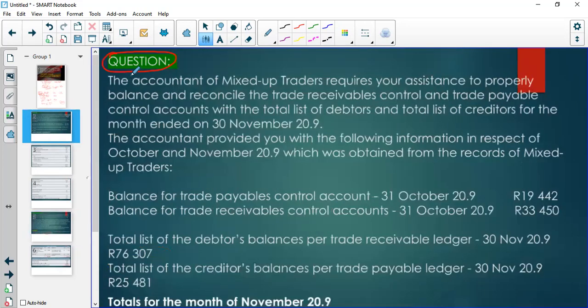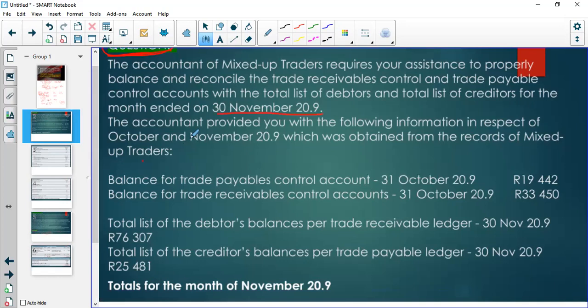So let us go through the information here, and as we go through it, we will be highlighting those aspects which are particularly important when we go through our own examination. This is for the month ending 30 November, and this is the information that is provided to us because we want to prepare the trade payables control. We're going to ignore any information that doesn't apply to the trade payables control directly.